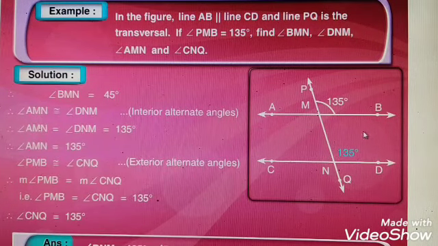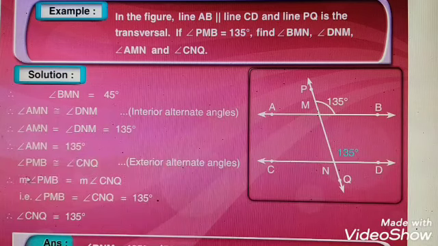Now, since I have got angle BMN equal to 45 degrees, now let's take another angle. Angle AMN is congruent to angle DNM. Reason will be interior alternate angles. Since angle DNM is 135 degrees, right? So I can say that angle AMN is also equal to 135 degrees.